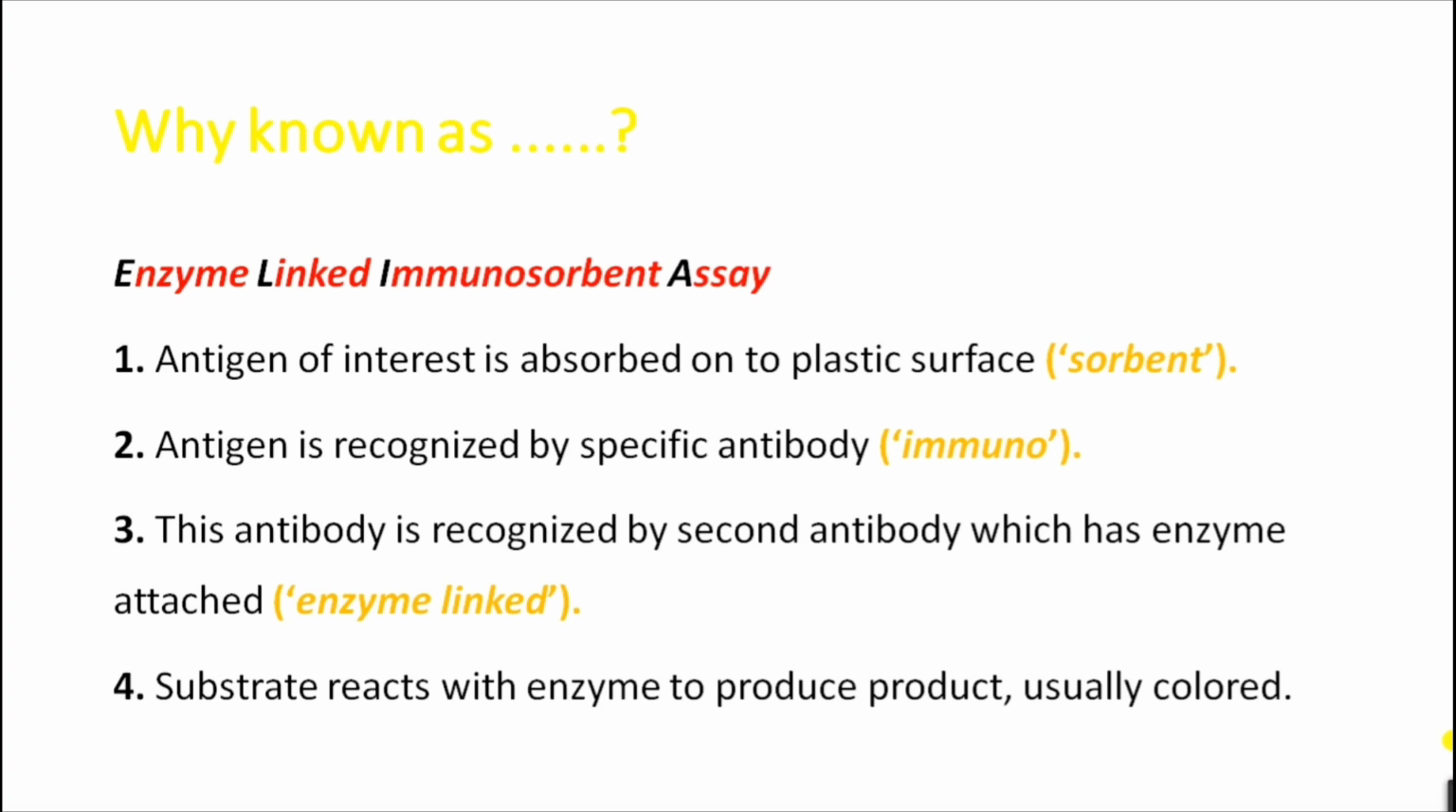Why is it known as enzyme linked immunosorbent assay? The antigen of interest is absorbed onto the plastic surface, thus it is called the sorbent. Antigen is recognized by a specific antibody, thus there is an antigen antibody reaction, so the term immuno. This antibody is recognized by a secondary antibody which has an enzyme attached, so enzyme linked. Then the substrate reacts with the enzyme to produce a colored end product. That is why it is called enzyme linked immunosorbent assay.